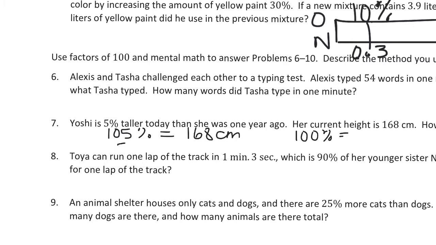So I'm going to figure out first what 5% is, because 5% goes into both 105 and into 100. So to get 5%, I'm dividing by 21. 105 divided by 21 gives me the 5. So if I divide 168 by 21, I get 8 centimeters. So if 5% is 8 centimeters, then 100%, 5 times 20 is 100. So 8 times 20, last year she was 160 centimeters.